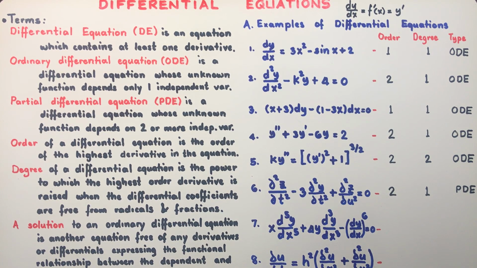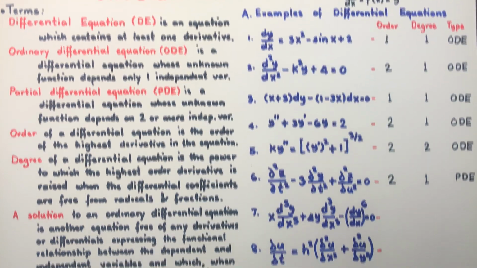And how do we know that it's a partial derivative? Because you are taking the partial derivative of z with respect to t here and also the second partial derivative of z with respect to u. So there are 2 independent variables here. You see the independent variables in the denominators here, the t and the u. So there are 2 independent variables. And since there are 2, then this is an example of a partial differential equation.